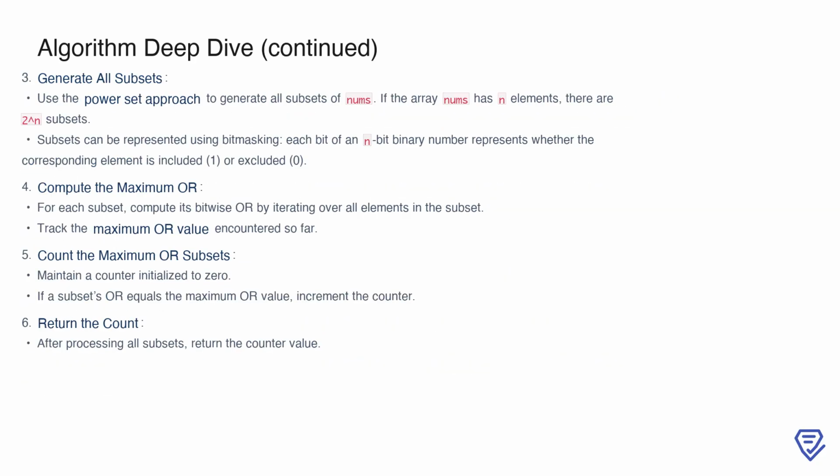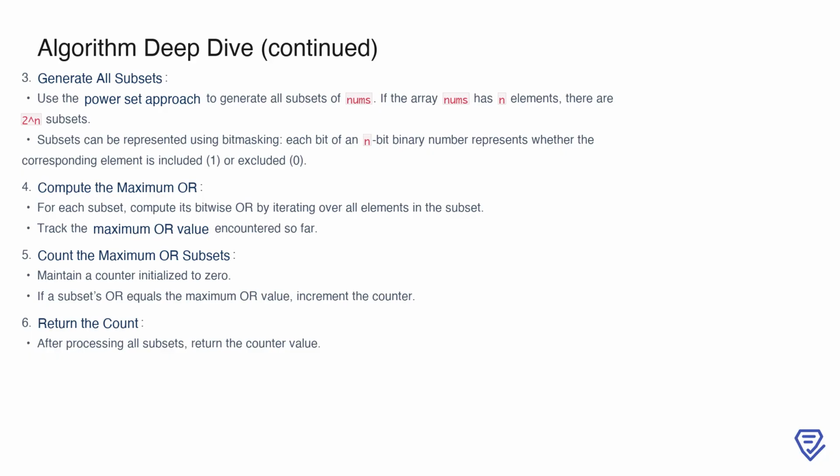The next step is to generate all possible subsets of nums. This can be achieved using the power set approach, where for an array of n elements, there are 2^n possible subsets. Bit masking is a particularly efficient way to represent these subsets. Using an n-bit binary number, each bit represents whether a corresponding element in the array is included in the subset, 1, or excluded, 0. Once we have the subsets, we compute the Bitwise-OR for each one by iterating through its elements and applying the OR operation. Along the way, we track the maximum OR value encountered. To count the subsets achieving this maximum, we maintain a counter.